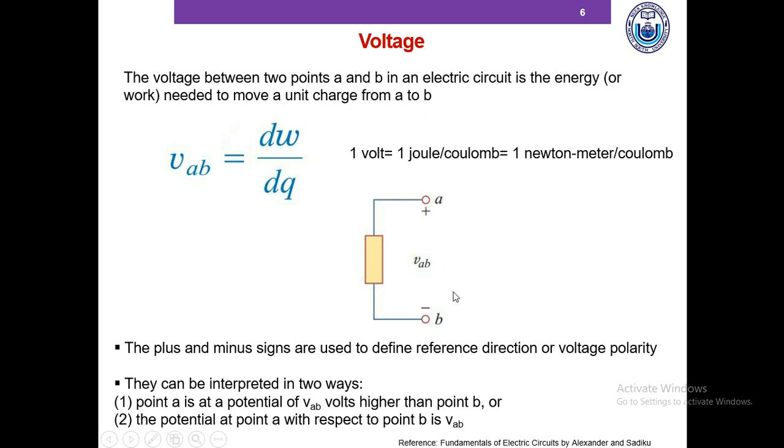Or the second way of interpreting is that the potential of point A with respect to point B is VAB. Either way it's the same thing, it's just how you see it. You can consider VAB and the polarity sign as the potential of this point with respect to this point, or you can consider that if the voltage at point B is 10 volt, the voltage at point A will be VAB plus 10 volt.